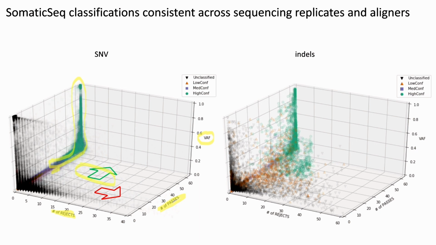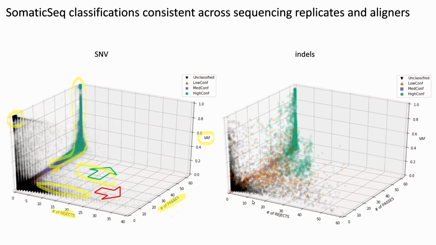The black dots are Unclassified calls. Some of them are repeatedly detected by the callers, but repeatedly classified as reject across the VAF spectrum, mostly due to low mapping quality, misalignment, or other sequencing features that indicate that they are false positives.